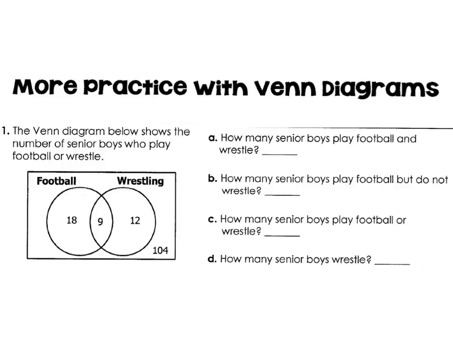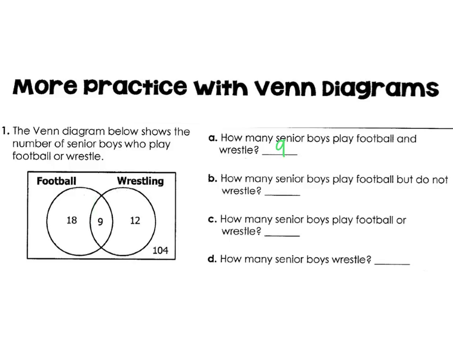All right, so starting with question A, how many senior boys play football and wrestle? So the part of our Venn diagram that would represent the boys who play football and wrestle would just be the part that is overlapping. So the boys who play football and wrestle would be 9.